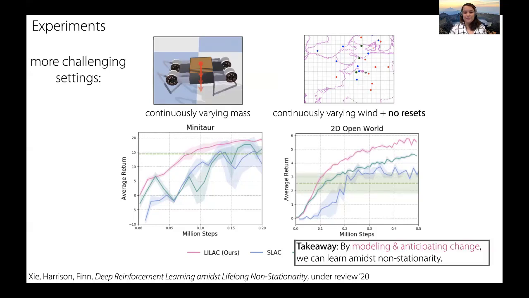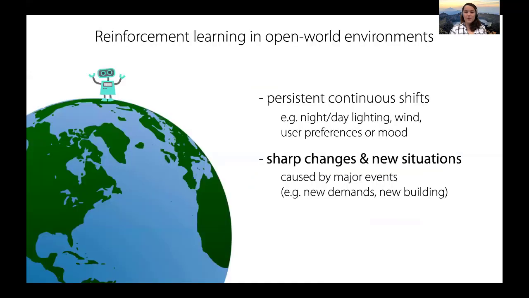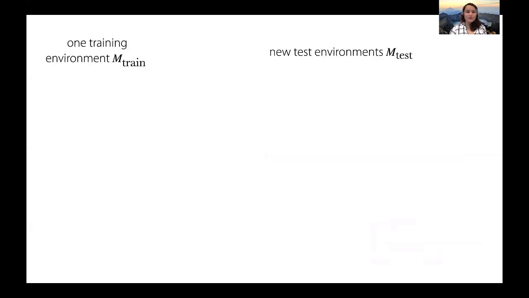Okay. Great, so we can now learn amidst some amount of non-stationarity as long as that non-stationarity is predictable. Now, what about being able to handle sharp shifts and drastically new situations? We're going to consider a situation where we have one training environment or one training MDP, which we'll denote as M_train, and a variety of new test environments. And we'll only be able to access M_train at training time, and we'll have to be able to generalize to new environments.